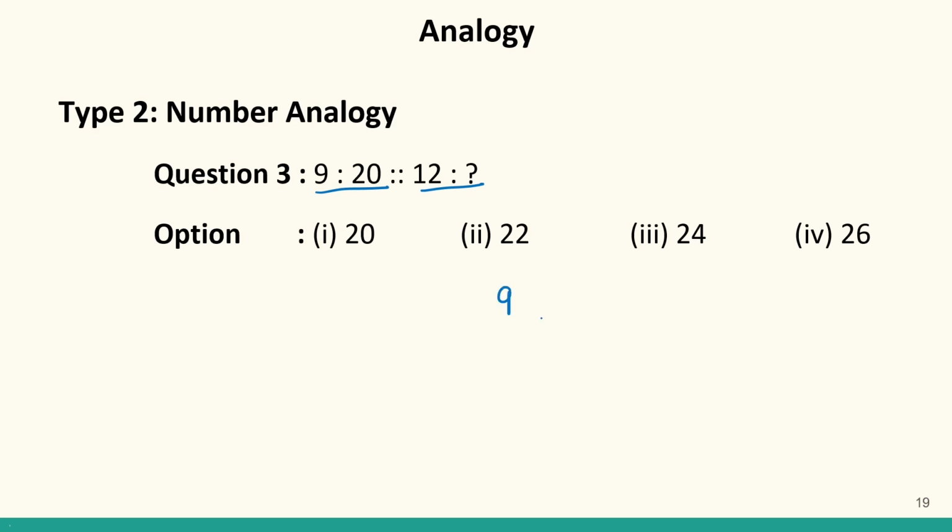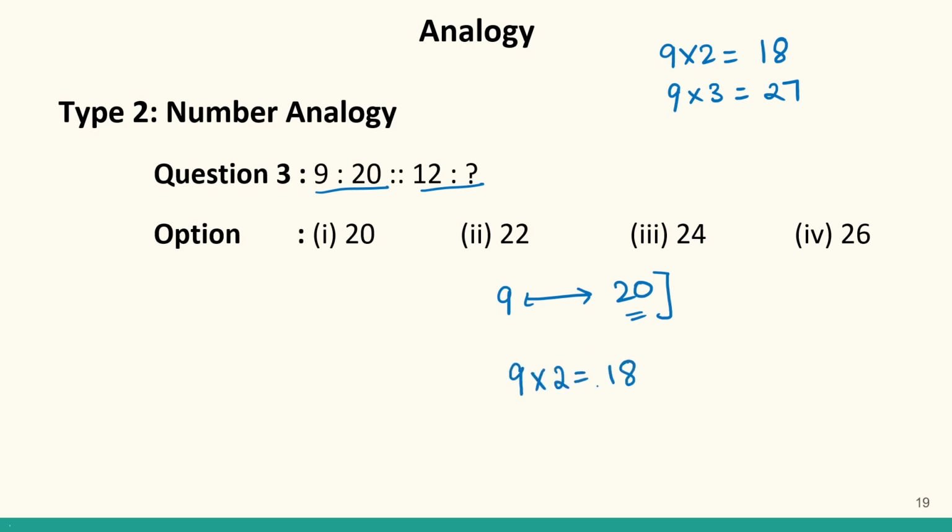So we have to find out a logical relationship between 9 and 20. If I multiply it by 2, I'll get 18. And if I multiply it by 3, I'll get 27. So we are not directly multiplying it by some number to get this. Now let us use two operations. If I multiply 9 by 2, I'll get 18. And if I add 2 to 18, I'll get 20.